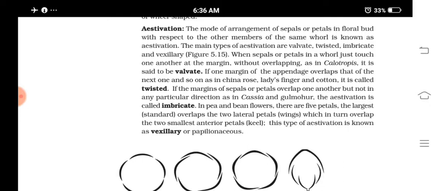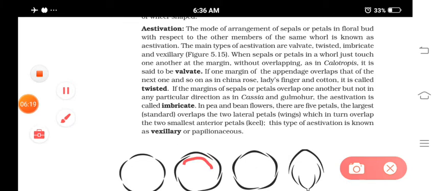Okay, if you see a China rose flower, a hibiscus flower, or lady's finger, you can see that if you take one petal, one side will be inside and the other side will be outside. It is overlapping in such a way that one end of one appendage, that is sepal or petal, overlaps the next one. So you can always see in, then out, out, in, out, like this.